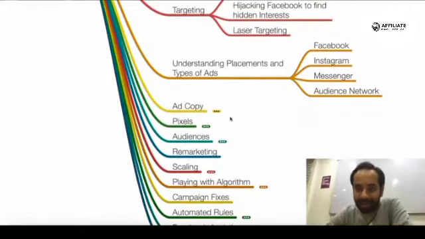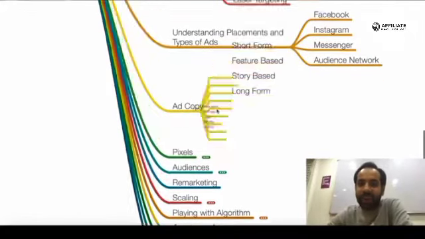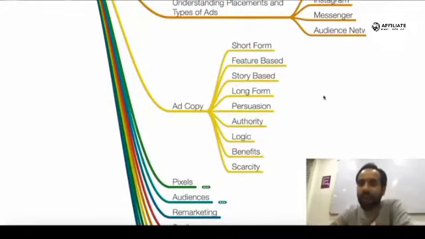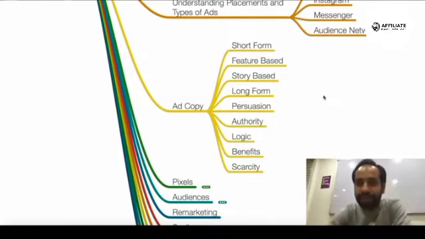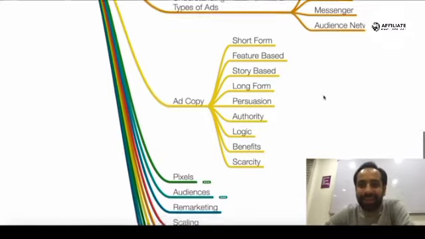The most important part of the entire thing is actually ad copy, of course. We're going to talk about ad copy: short form, feature based, story based, long form, persuasion, authority, logic, benefit, scarcity. I guess you haven't thought of 9 different variants of your own ad, right? Ever thought of it? If not, I'll make you think about it. So that's what the course is going to cover.